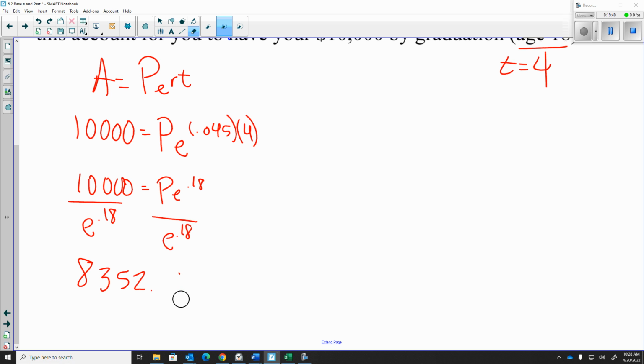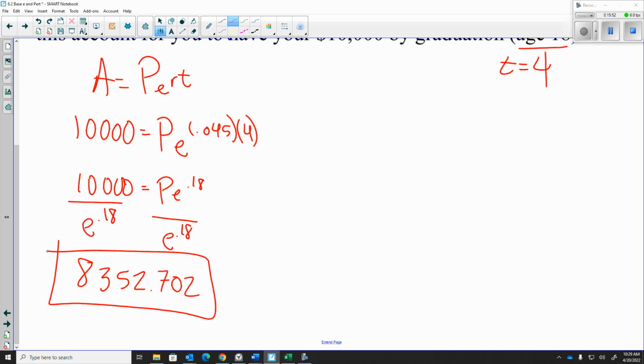All right, so it's 0.702. So this is the number you should get. If you cannot get that number in the calculator, tell me and I will show you how to get it. Okay.